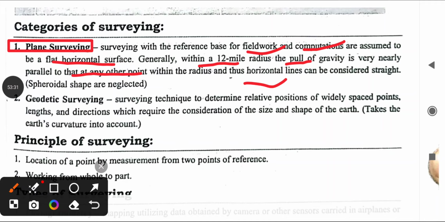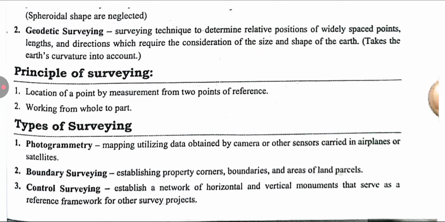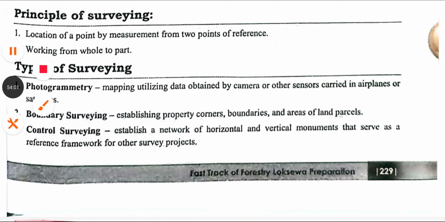Okay, and geographical survey, geodetic survey के भन्छ. Surveying techniques to determine the relative position of widely spaced points, length and direction, which require consideration of the size and shape of the earth. Okay, it takes the earth's curvature into account. Okay, geodetic curvature.